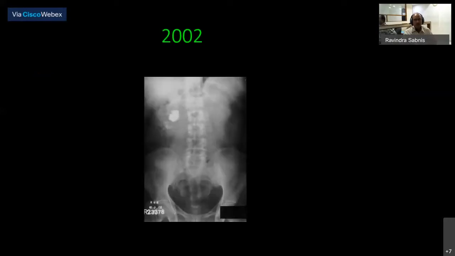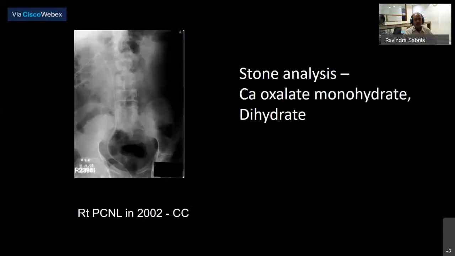Recurrent stone, multiple stones, patients get fed up. They don't want to come back again and again. But eventually came after 2 years again with the stone increase in size, pain increase in severity. And now we find that there is a pelvic stone, there's a lower calyceal stone which is seen. And again, we did the right PCNL, complete clearance was obtained. This time the left side was perfectly all right.